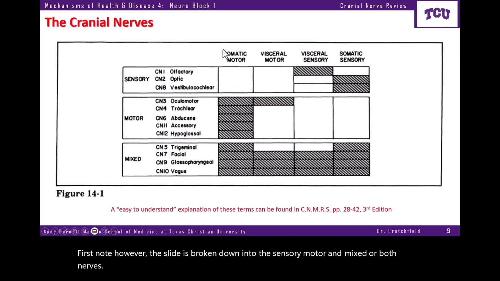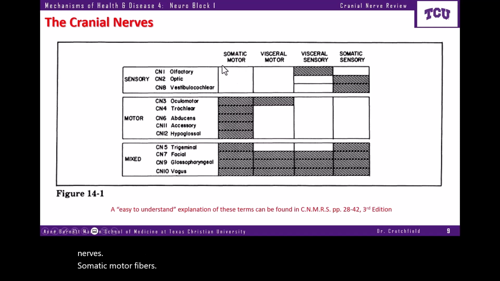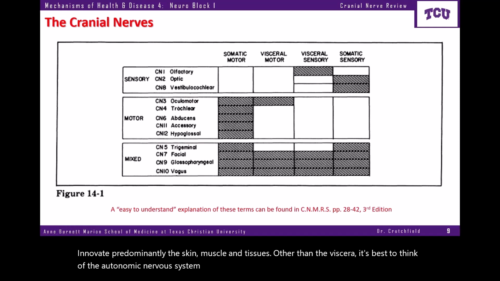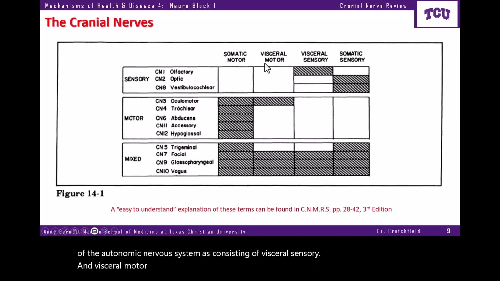Somatic motor fibers innervate striated skeletal muscle. Somatic sensory fibers innervate predominantly the skin, muscle, and tissues other than the viscera. It's best to think of the autonomic nervous system as consisting of visceral sensory and visceral motor components. This will make more sense as we move forward.